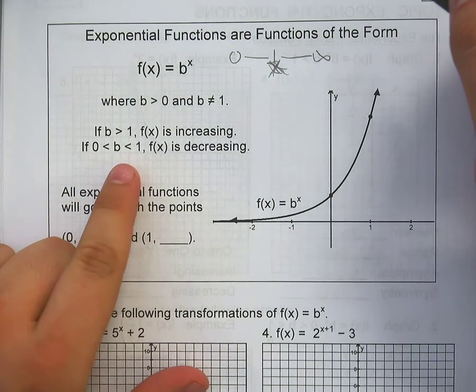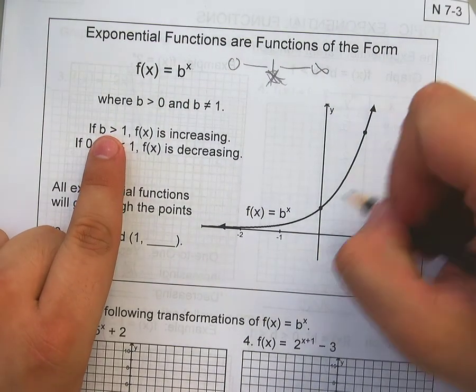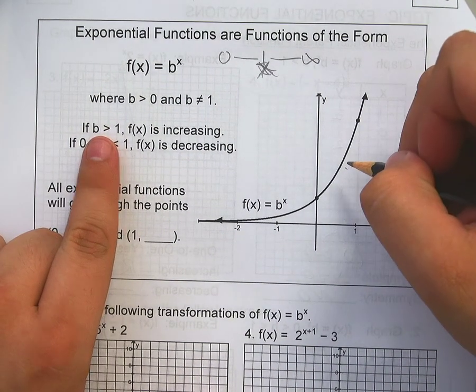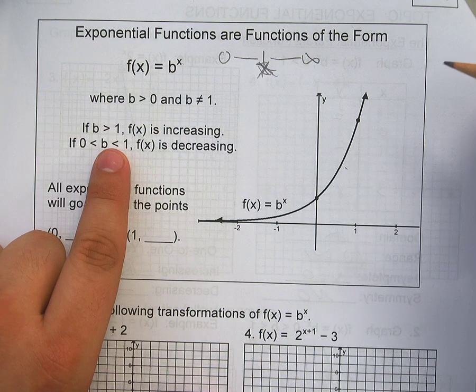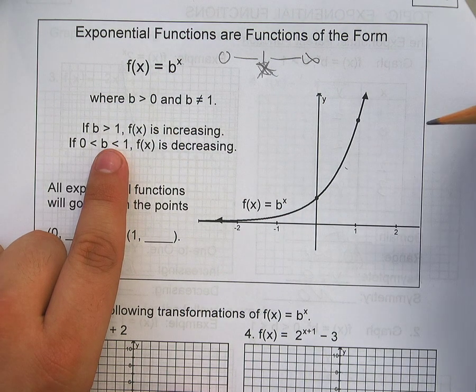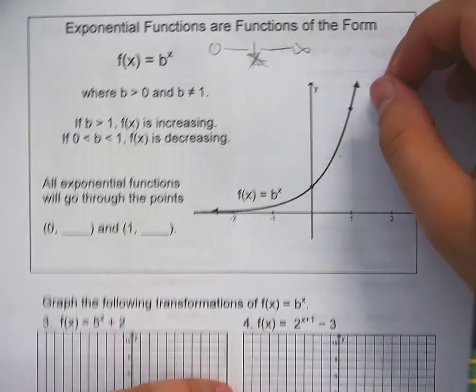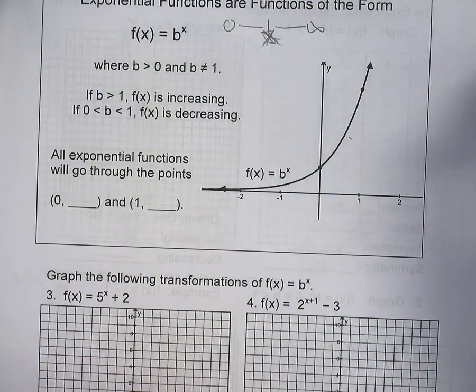Now here's what happens when it's greater than 1. Greater than 1 is increasing, kind of like this guy right here. Between 0 and 1, meaning a fraction, it's decreasing, because it's getting cut into a fraction every time. A fraction of a fraction of a fraction would be decreasing the whole time.